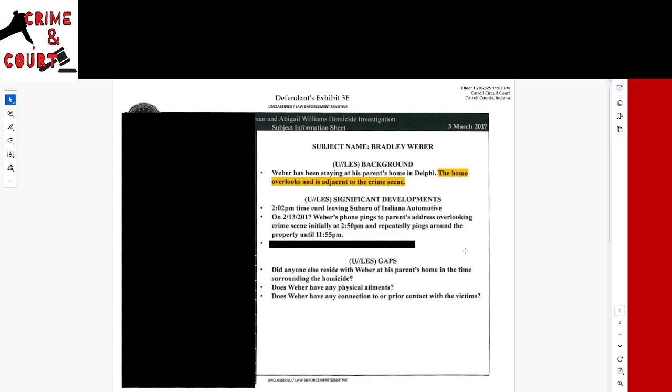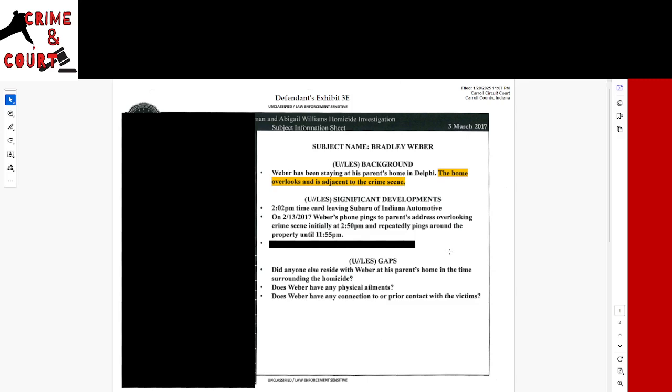Significant developments. 2:02 p.m. time card leaving Subaru of Indiana Automotive. On 2/13/2017, Weber's phone pings to parents' address overlooking the crime scene initially at 2:50 p.m. and repeatedly pings around the property until 11:55 p.m. So he's in the area until that evening. And he may not have left, it just might have turned the phone off or whatever.